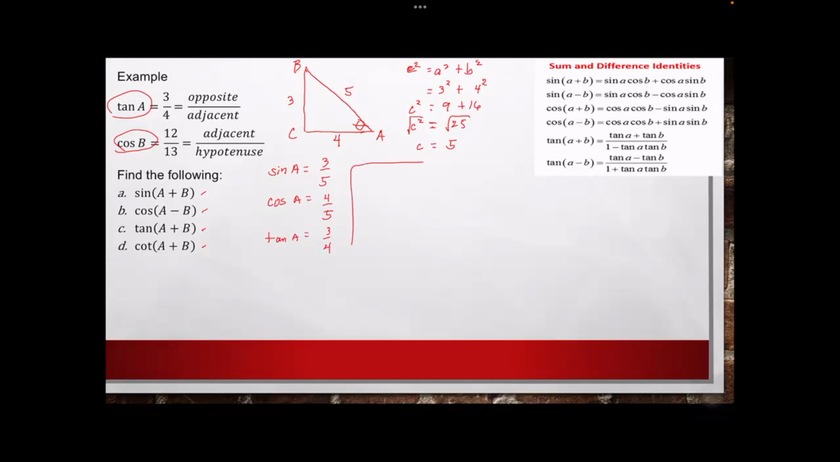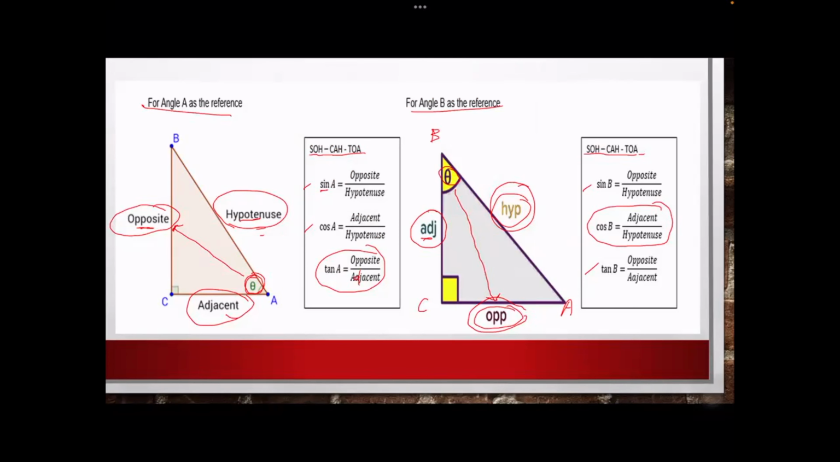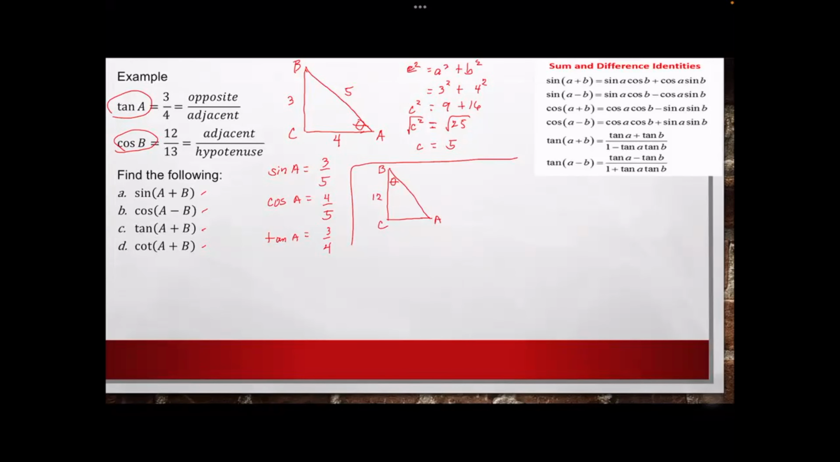Drawing ulit tayo ng triangle. A, B, and C. Ngayon, ito na yung magiging opposite natin na nandito, kasi andito yung ating reference angle sa taas. So, yung baba na yung magiging opposite. So, magkakaroon tayo ng adjacent over hypotenuse. Ito na yung ating magiging adjacent. So, based on this, andito na yung adjacent, then, ito yung opposite. Hypotenuse natin still dito, which is the 13.